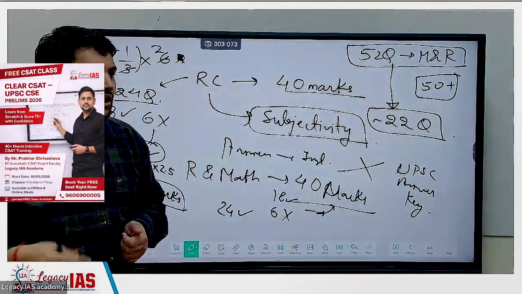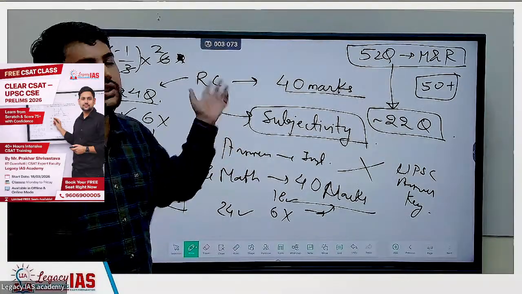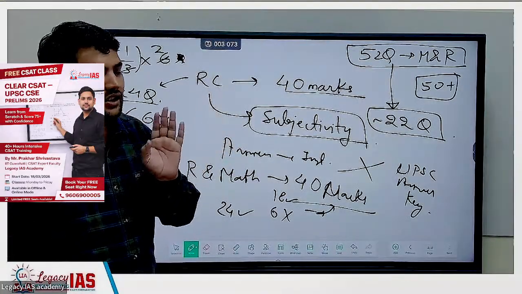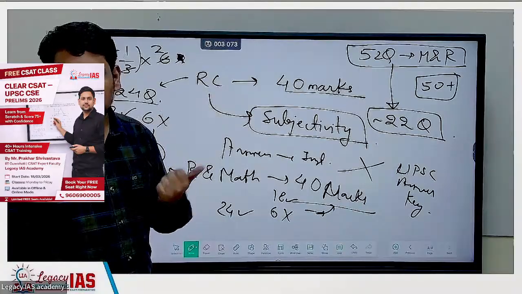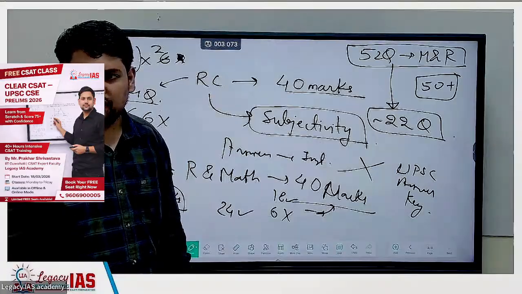So don't be too worried about the mathematics and reasoning portion having 52 questions. That is more than 2/3 of the paper. Don't be too concerned about it. You have to do only some questions of it. Understood?